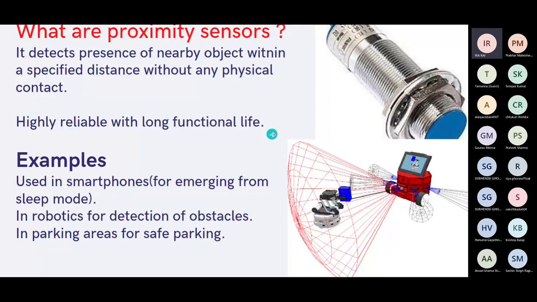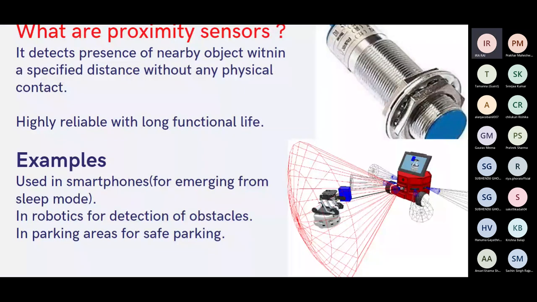And proximity sensors can be found in our daily life applications, for example, in our smartphones for emerging from sleep mode. Whenever some notification comes and we put our smartphone in front of our face, we are able to see the notification and the phone emerges from the sleep mode. That's because of proximity sensors.